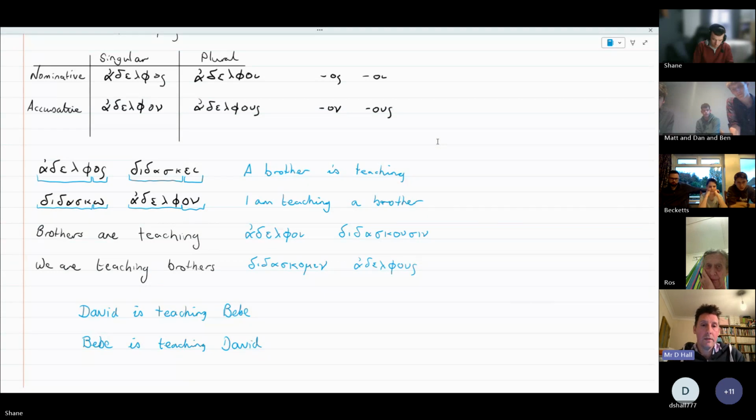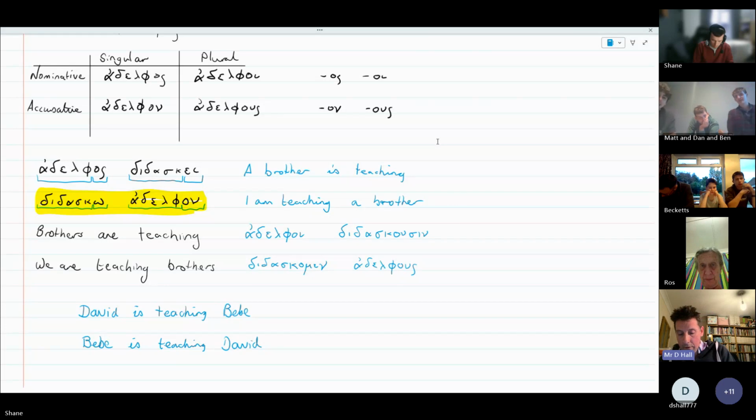In Greek, because of the endings, it doesn't actually matter. So if I had taken this one here, which I'm going to highlight, and if I had written it the other way round, it would still mean exactly the same because adelphon is accusative and didasko always means I'm teaching. So it wouldn't matter if we had written the sentence adelphon didasko. It still means exactly the same. So the word order in Greek is not important for the sense.